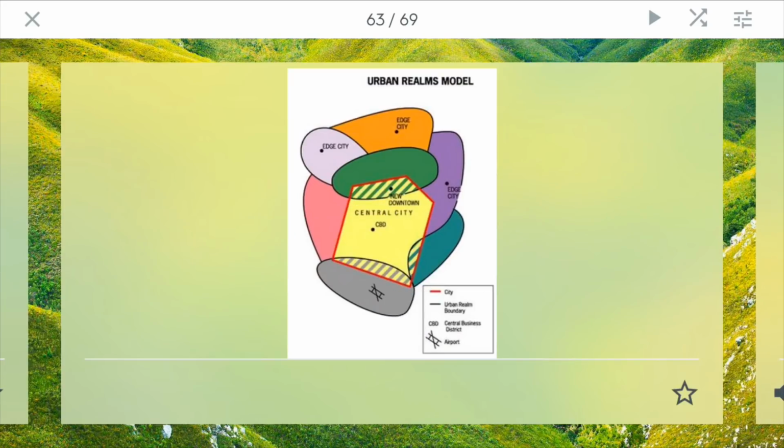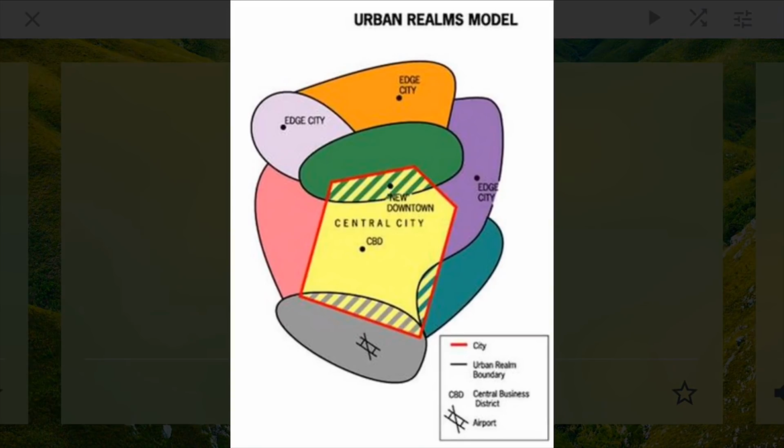We can see this here, where the central city still maintains its place, but many edge cities have popped up around it, and they all have their own sort of environment that together helps to form this multiple nuclei city. It's these other cities with their small nuclei that come together to form this model.